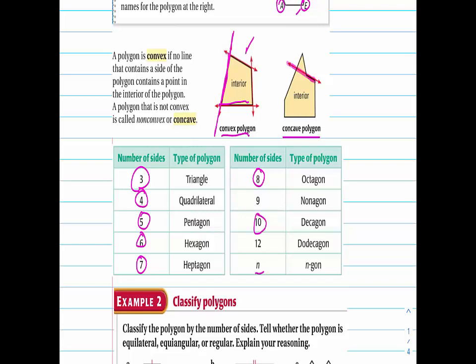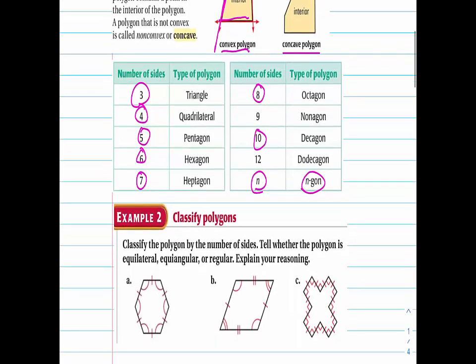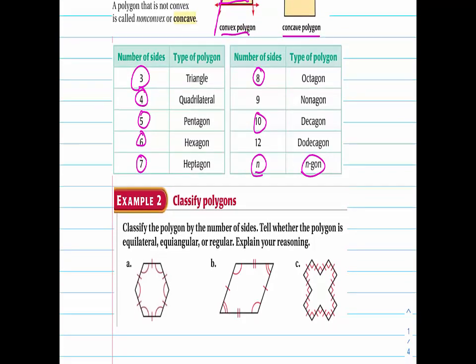And, of course, in general, we just talk about n-gon. So you could have a 100-sided polygon. But we don't have the names for those; at some point we just start calling them n-gons. So 100-gon. Okay. Now, if you look at these polygons down here, in example 2, we've got this one. We've got 1, 2, 3, 4, 5, 6. This is a six-sided polygon. So that's going to be a hexagon.